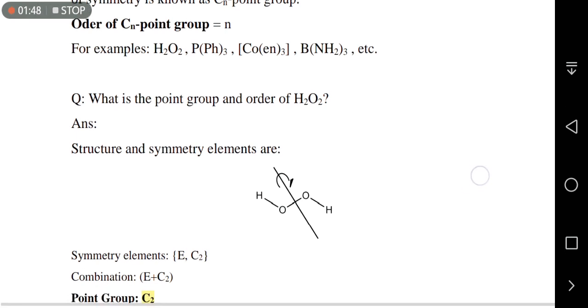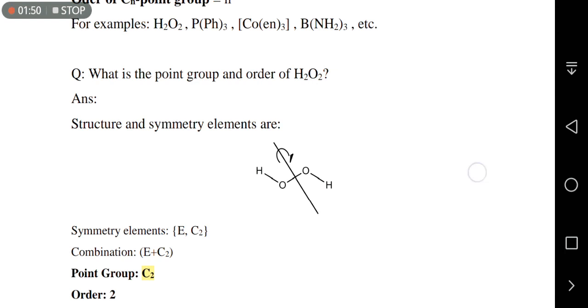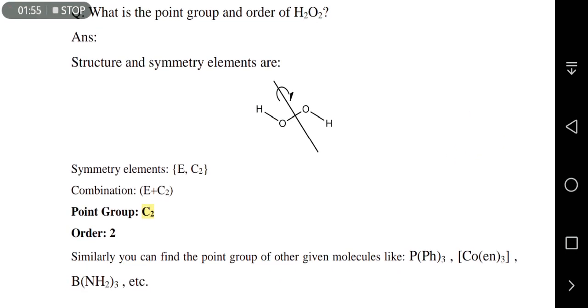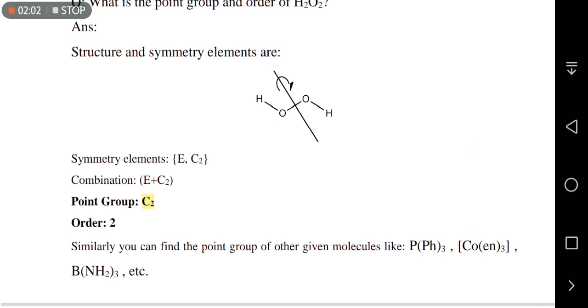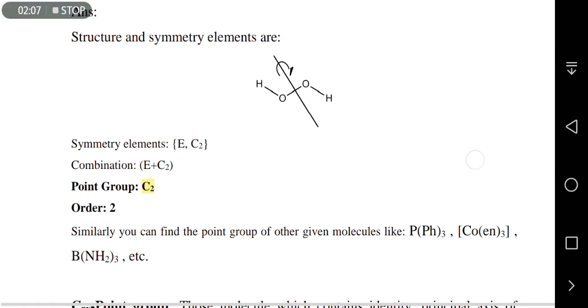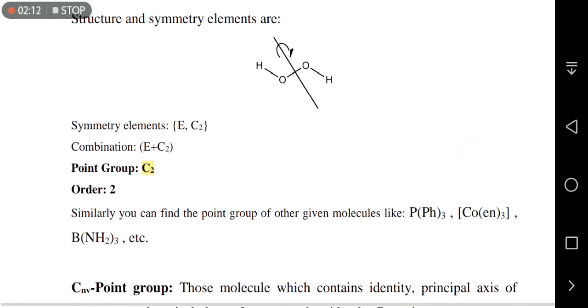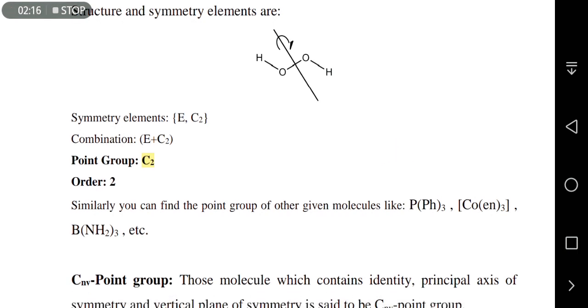What is the point group and order of H2O2? Let's see the structure and symmetry elements. You can see here this is the H2O2 molecule, and the symmetry elements are identity and C2. By rotating 180 degrees you get the same structure. There is no other plane of symmetry present. It looks like an open book structure. So the combination is identity plus C2. What is the point group? C2. And how many symmetry elements are present there? Identity and C2, only 2. So the order of this molecule is 2.